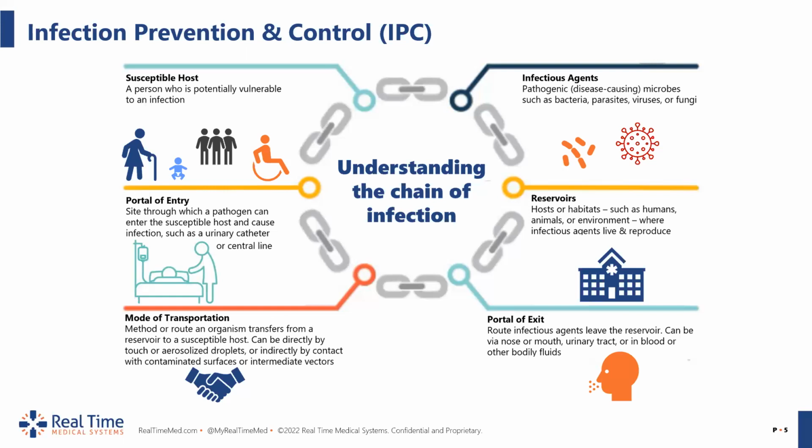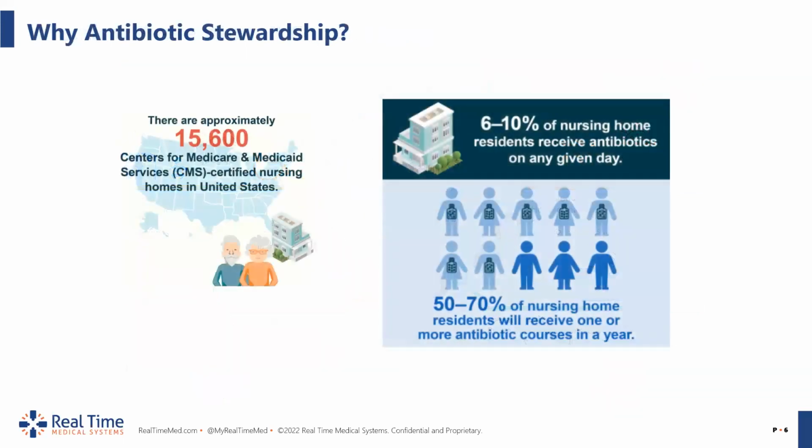Your infectious agents are going to be those pathogenic microbes such as bacteria, parasites, viruses, or fungi, and certainly we all know that one. Our reservoirs are going to be the hosts or habitats such as our humans, animals, environment where the infectious agents live and reproduce. And then we have that portal of exit. So it's the route that the infectious agents leave the reservoir and can be via the nose or the mouth, urinary tract, or in blood or other bodily fluids. So your challenge here, for all of our team members, is that we want to be able to break that chain.